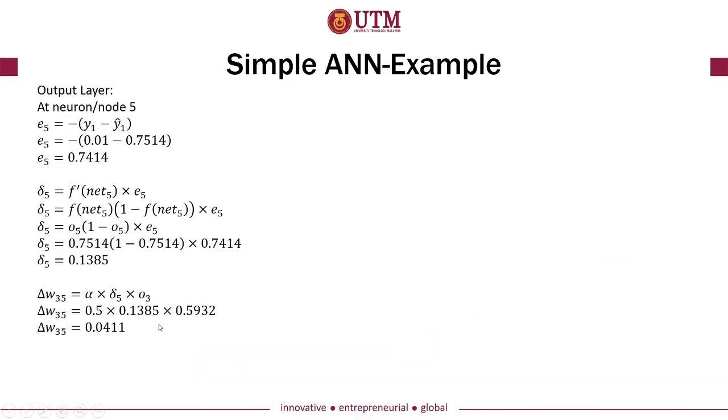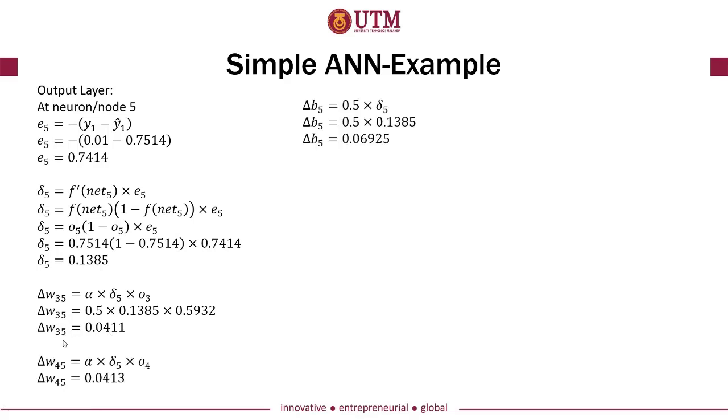Okay, 0.5932. Then you get the updater for W35. Of course, to find the updater for W45, you need to repeat the same process again as this one. But you can see that for this one, because you already calculated here, you can just use it. Your delta 5 is equal to this one, 0.1385, multiplied by 0.5 and multiplied by O4.